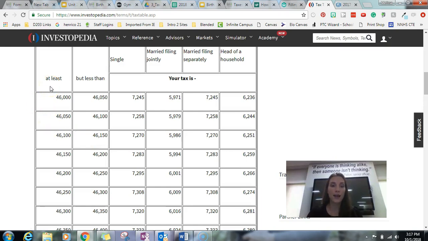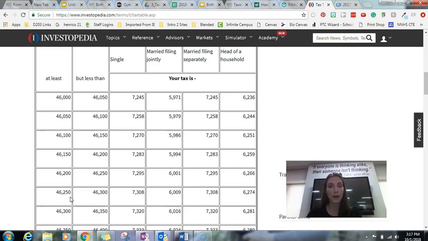If I said that I make $46,250, I look at my chart and come down and say, well, this says 46,200, 46,250, but the next line also says 46,250. So which line do I owe? Do I owe $7,295 or $7,308? Which one do I go to if they both have the number 250 in them? Well, that's where the "at least" and "but less than" come into play.